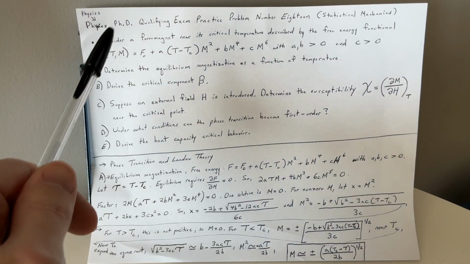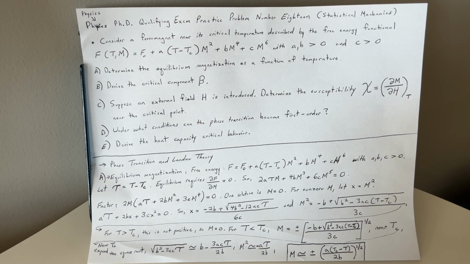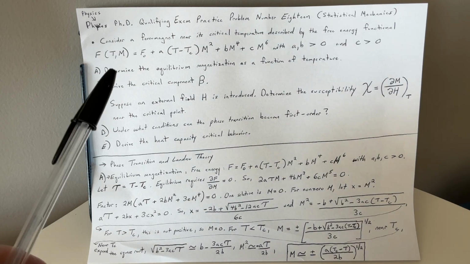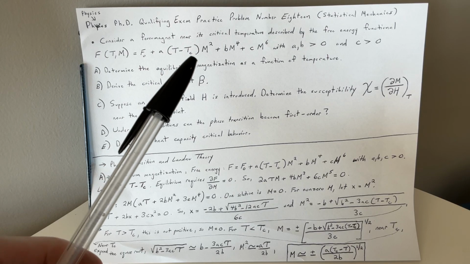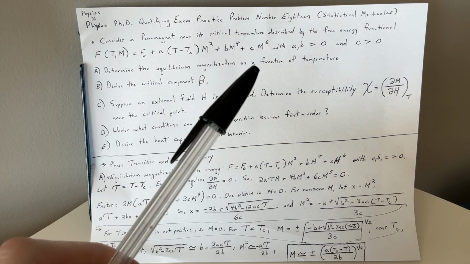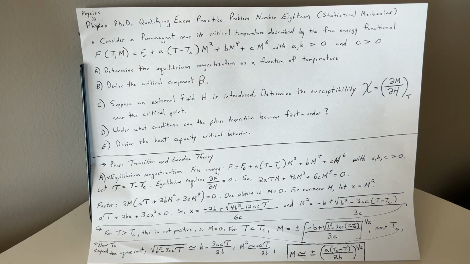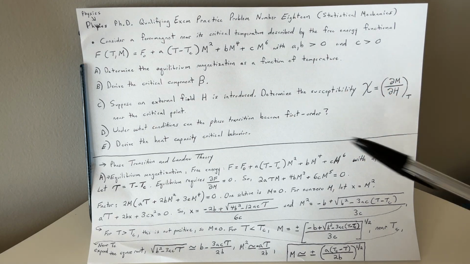So we have physics Ph.D. qualifying exam practice problem number 18 in statistical mechanics domain. Let's begin. Consider a ferromagnet near its critical temperature described by the free energy functional F(T, M) equals F naught plus A(T minus T sub C)M squared plus B M to the fourth plus C M to the sixth, with A, B greater than 0 and C greater than 0. Part A, determine the equilibrium magnetization as a function of temperature.